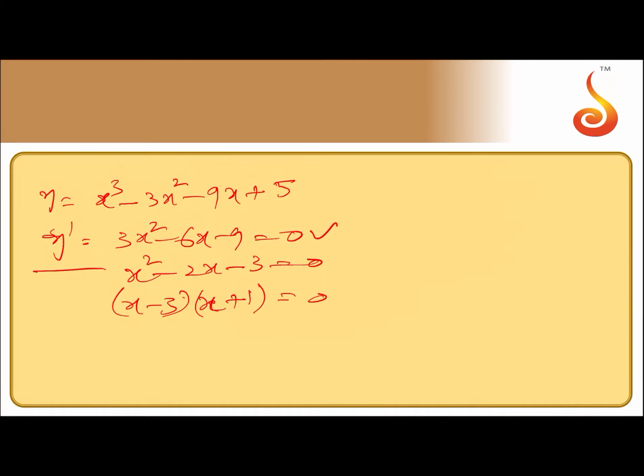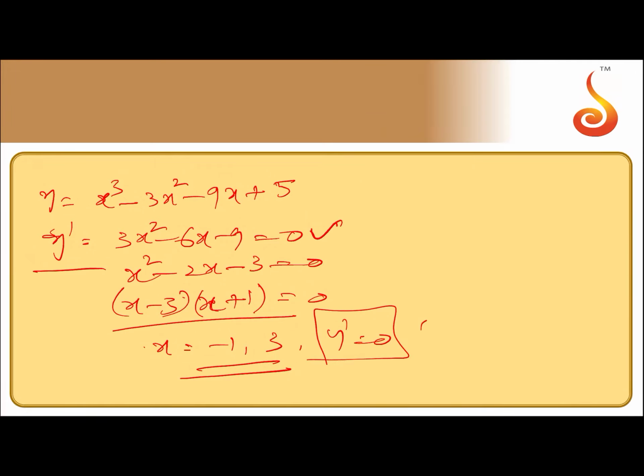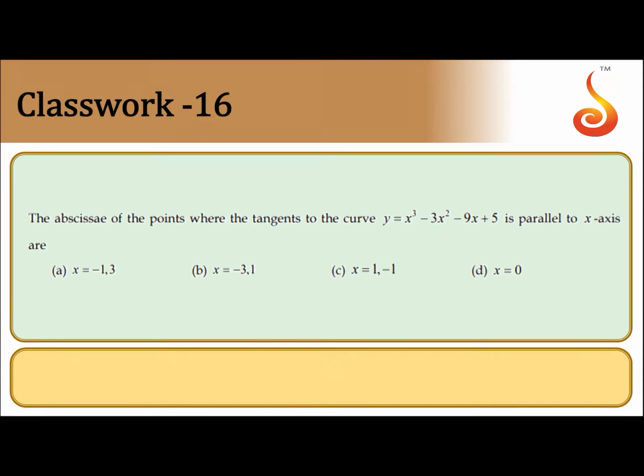That means the slope of the tangent is equal to 0 because the tangent is parallel to the x-axis, and therefore y dash equals 0 gives us x is equals to minus 1 comma 3. At these points y dash equals 0, slope is equals to 0. So the answer is x equals to minus 1 comma 3. Answer is A option.